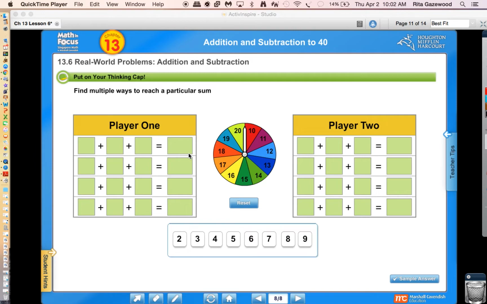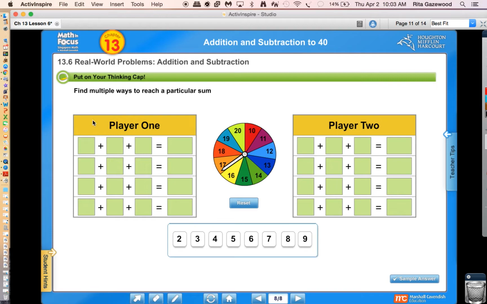Our Put on Your Thinking Cap activity is about finding multiple ways to reach a particular sum. Sum means the total when you add numbers together, whether you're adding 2 numbers or 3 numbers or 4 numbers or 5. So we're going to try to find different ways to make the same total. We're going to spin this dial to find out what number we're trying to make. So we're going to be trying to make 17.